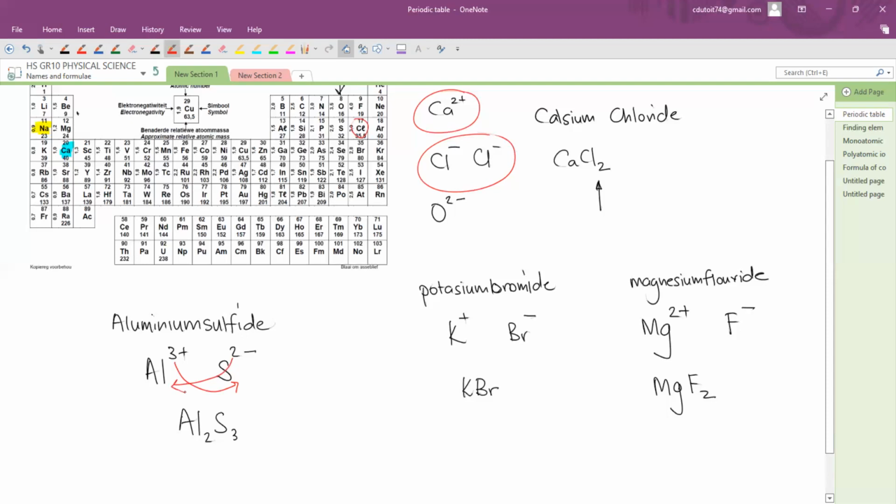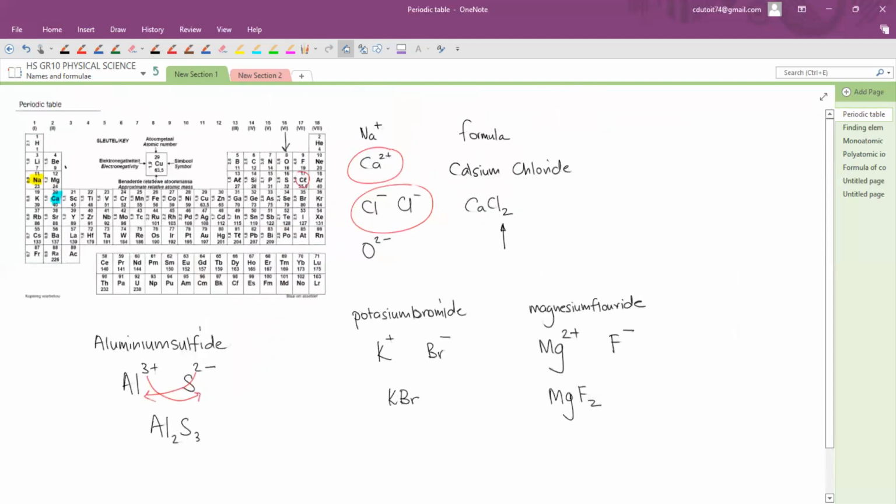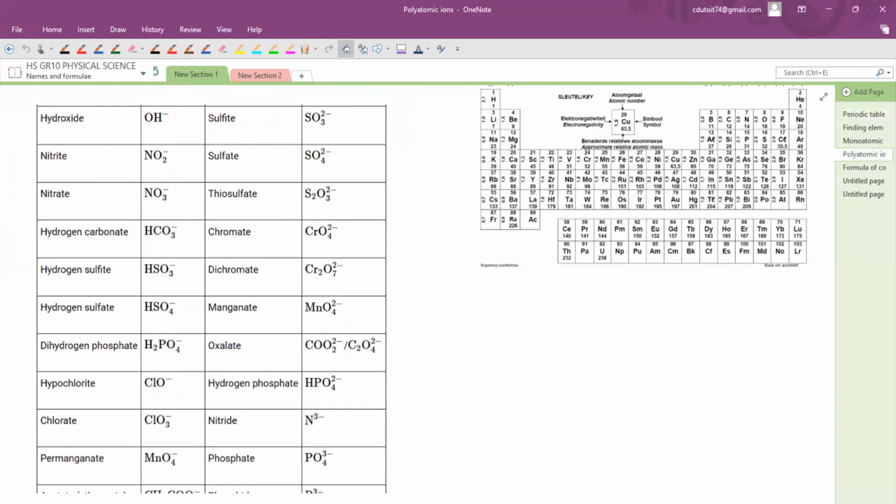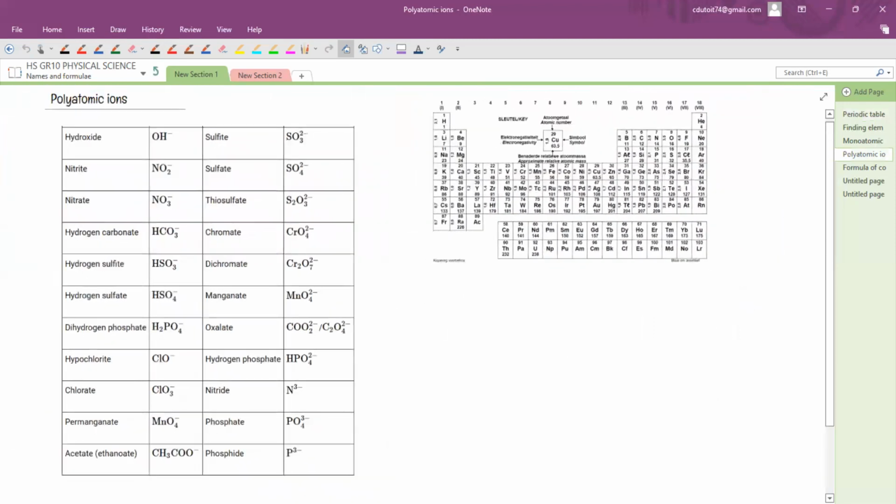Okay, good. This is what we did last week. We are going to now make it slightly harder by using polyatomic ions. Now, this is a list of polyatomic ions that you have to learn. Hydroxide, nitrite, hydrogen carbonate, hydrogen sulfite, sulfite, sulfate, chromate, etc. That table you'll find in your textbook. You're going to study this.